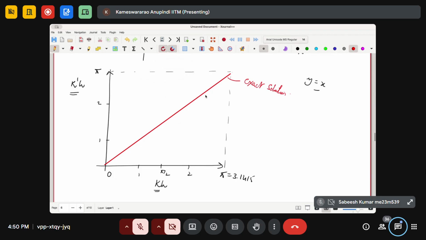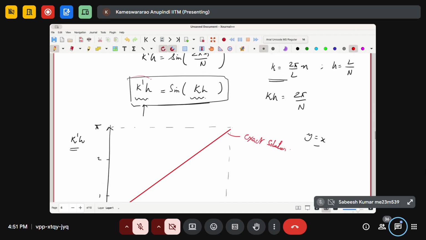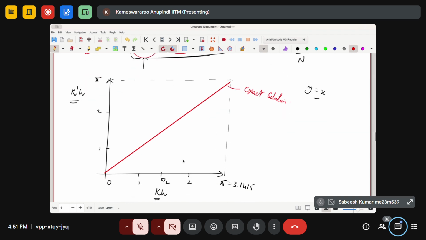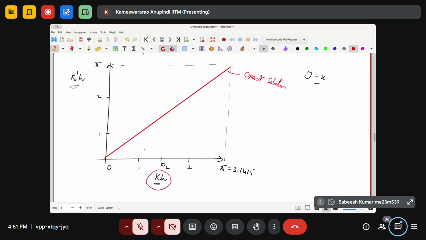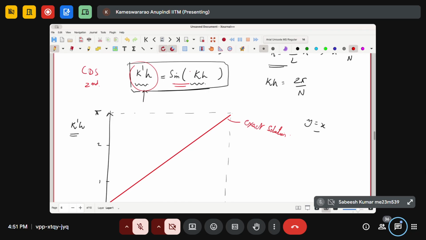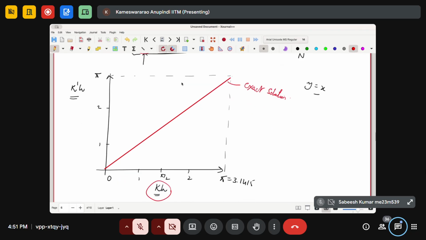But if I use this scheme, the central difference scheme that is second order accurate, then my k prime h is only equal to sine of kh. That means sine of kh, like sine theta, is going to reach a maximum value of 1 at pi by 2, and then it decreases. So my k prime h is only going to go something like that. It's going to match a little bit here, and then it's going to deviate. This is for the central difference scheme.